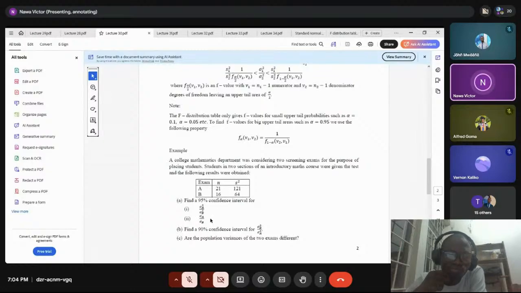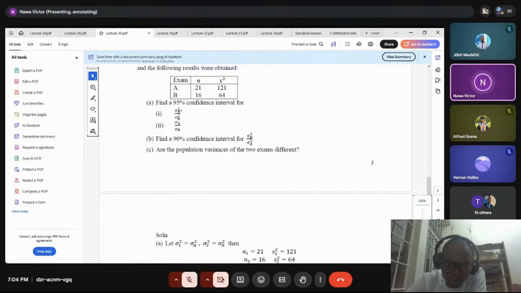So we want to construct a 95% confidence interval for the ratio sigma squared A over sigma squared B. So in short, the ratio of the population variances, and then in Roman 2, the ratio of the standard deviations. We want to find a 90% confidence interval, or basically the opposite of what we are doing in A Roman 1 there. And then we want to answer the question whether the 2 population variances are different.